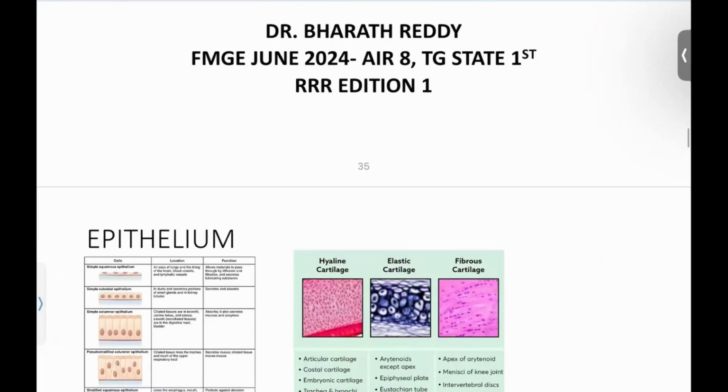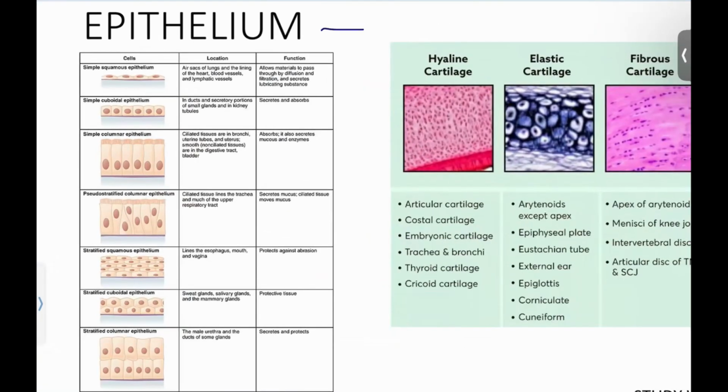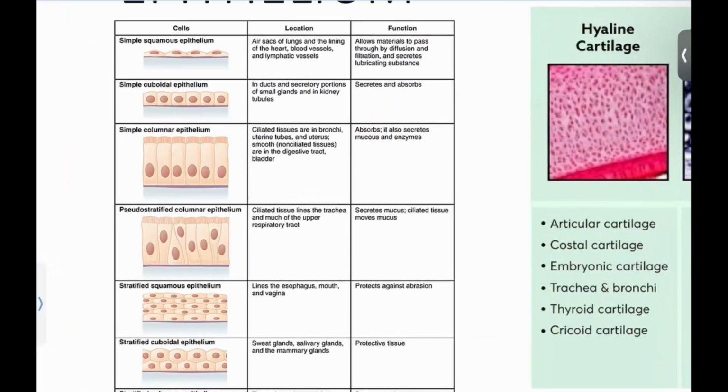So let's dive into the topics. The first thing, the most commonly and easily answered question, is epithelium. We have to focus on only three types of epithelium. The first one is simple squamous epithelium. You have to know the examples of simple squamous epithelium, especially your blood vessels like endothelium, the fenestrated endothelium of your kidney glomerulus, and also the air sacs. In the alveoli also, there is only simple squamous epithelium.